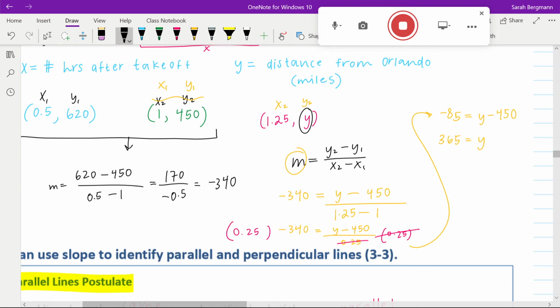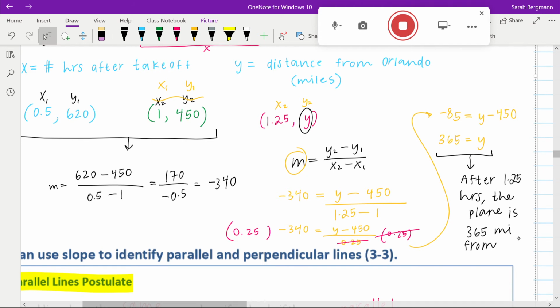Since this was a word problem, I want to interpret what this means. Basically, after 1.25 hours, the plane is only 365 miles away from Orlando. Double check that the answer makes sense. The plane should be getting closer to Orlando as it flies for a longer amount of time, which it did. That means our answer makes sense.